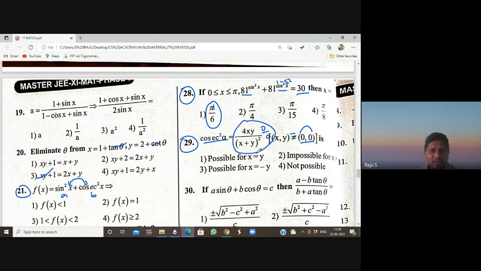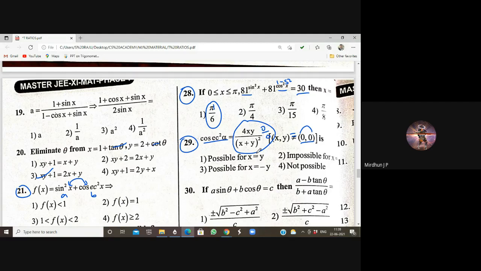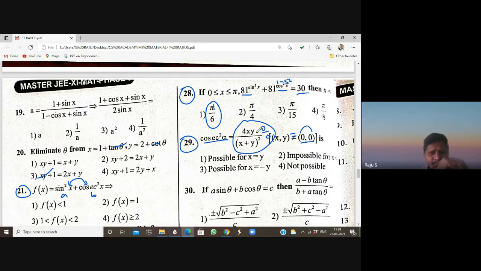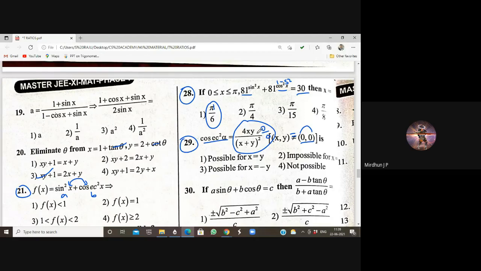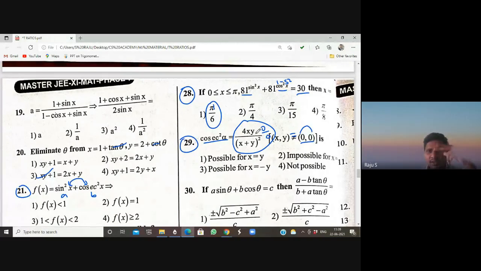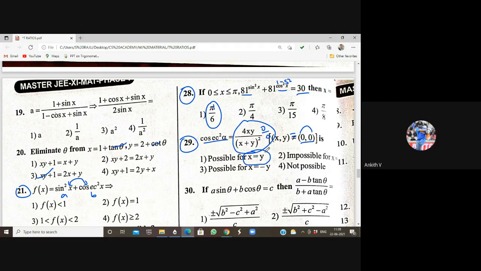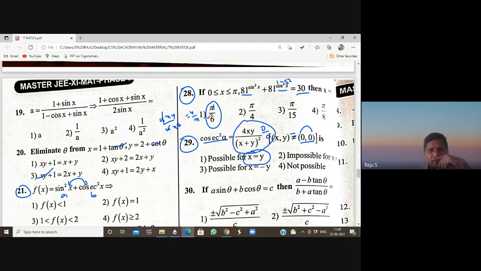option verification again. Sin square alpha is equal to x plus y the whole square by 4xy. Can you do it? Okay, you have written the reciprocal. Even if you substitute, for example, first option, take x is equal to y here. Substitute here. What is the answer you are going to get? x is equal to y. 4xy by 4x square, because x plus x means 2x whole square. So finally, y by x you are going to get. Am I right?